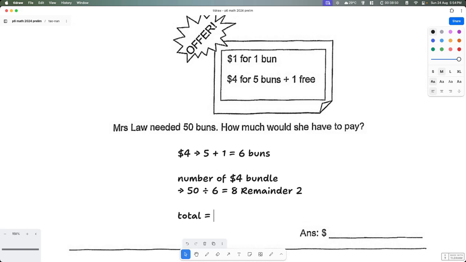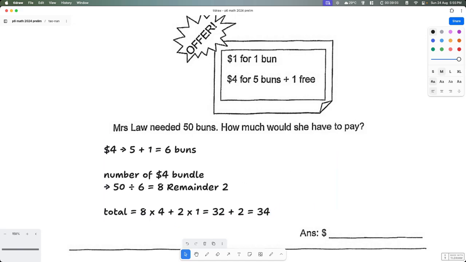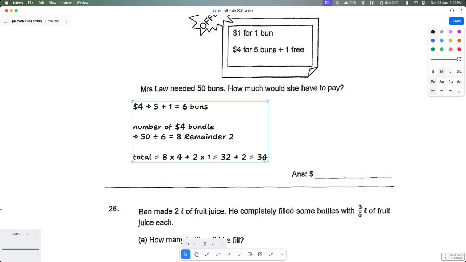So total will be equal to 8 times 4 plus 2 times 1. 8 times 4 is 32 plus 2 equal to 34. All right, so the answer to this is $34. All right, let's move on to the next question.